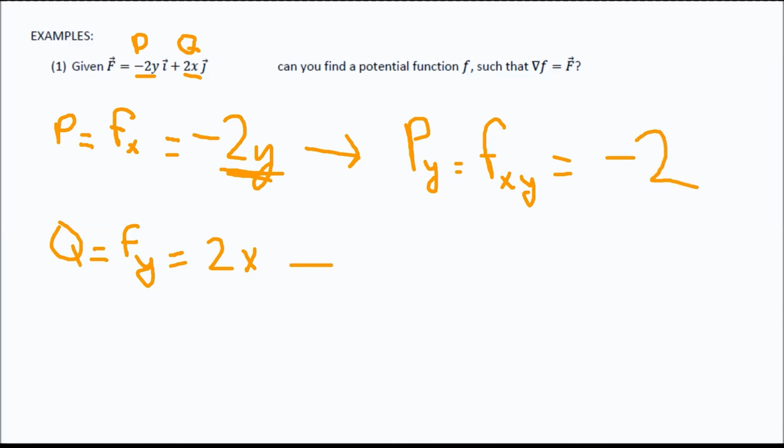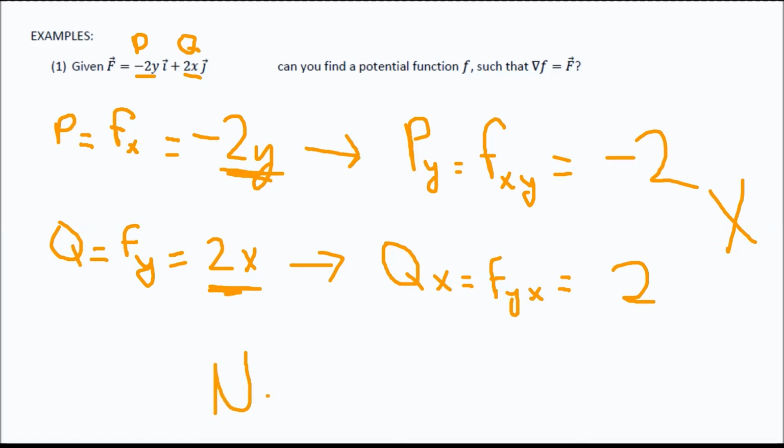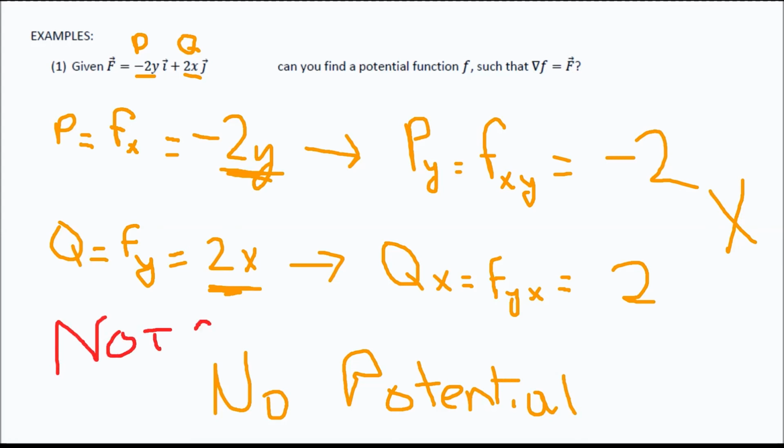Negative 2. All right. Now we have to check that if I take the partial of Q with respect to x, which in this case would be f partial y, and then we're taking it with respect to x, so f partial yx. If I take the derivative of 2x with respect to x, I get 2. Are these the same? No, these are not the same. And since they are not the same, there is no potential function. There's no potential function. And we also know that if there's no potential function, even more importantly, we know that this is not going to be conservative. Not conservative. All right.